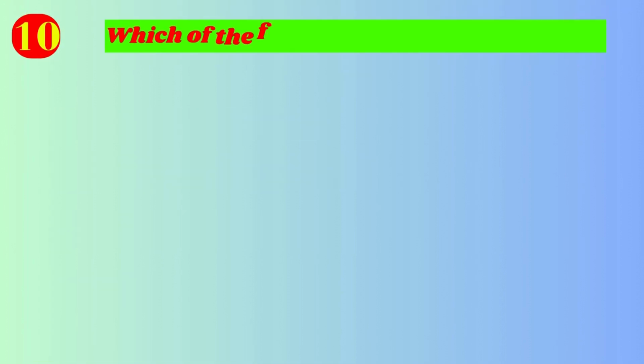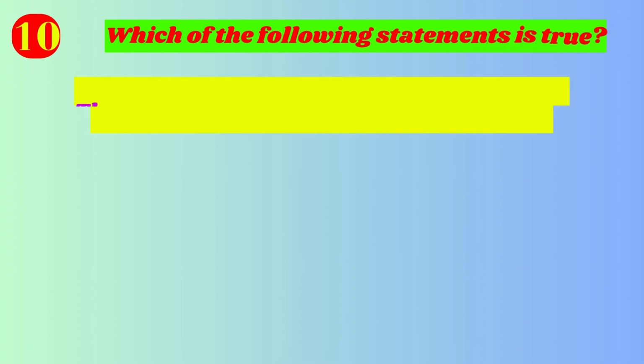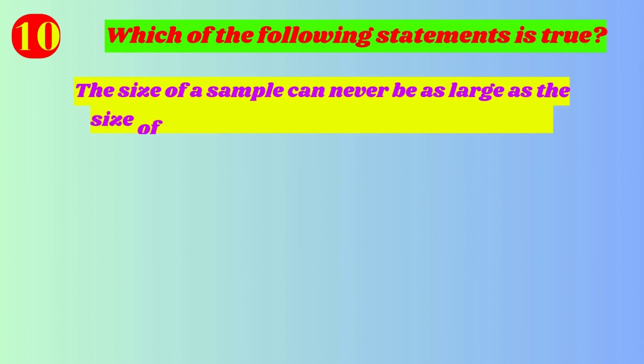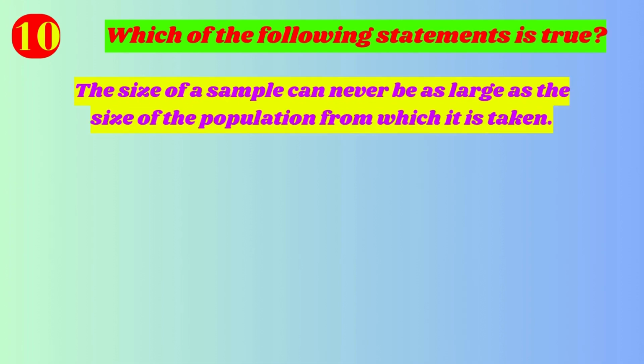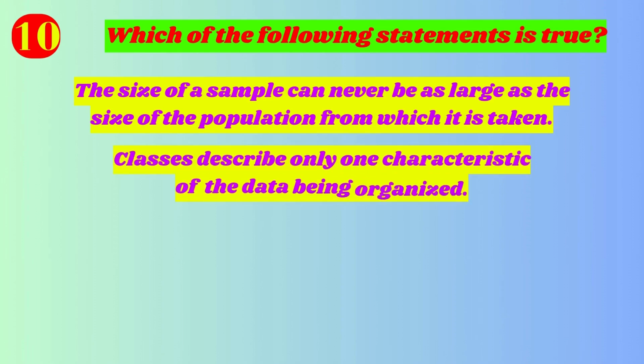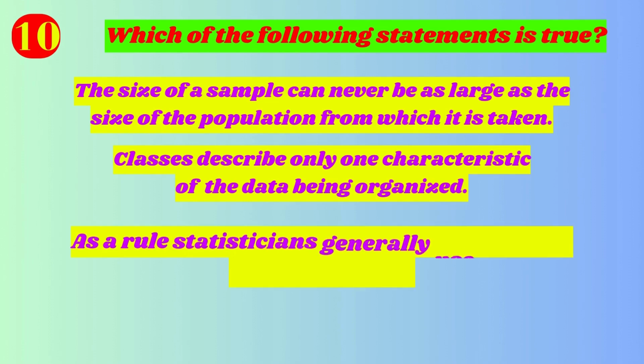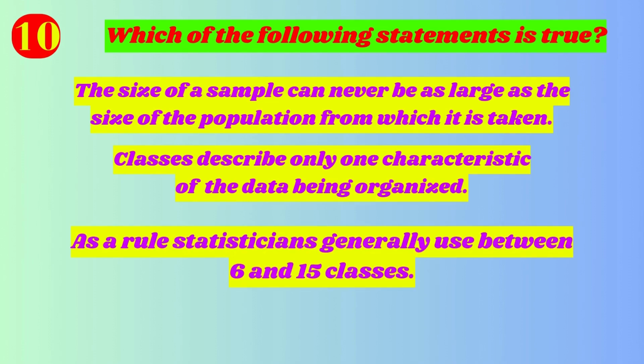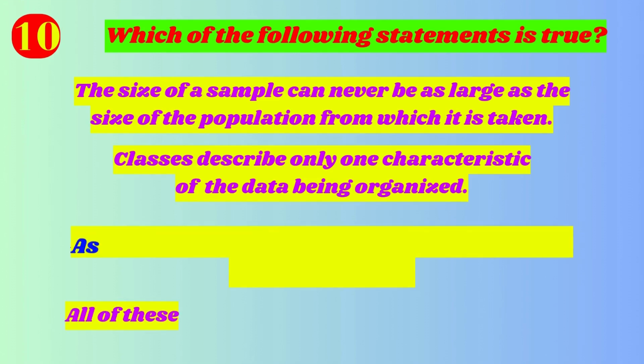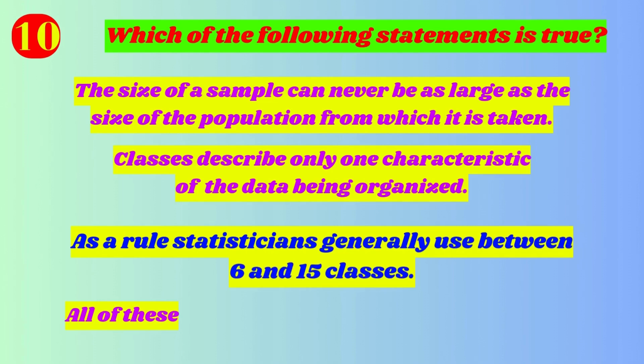Which of the following statements is true? The size of a sample can never be as large as the size of the population from which it is taken. Classes describe only one characteristic of the data being organized. As a rule, statisticians generally use between 6 and 15 classes. All of these. The right option is: as a rule, statisticians generally use between 6 and 15 classes.